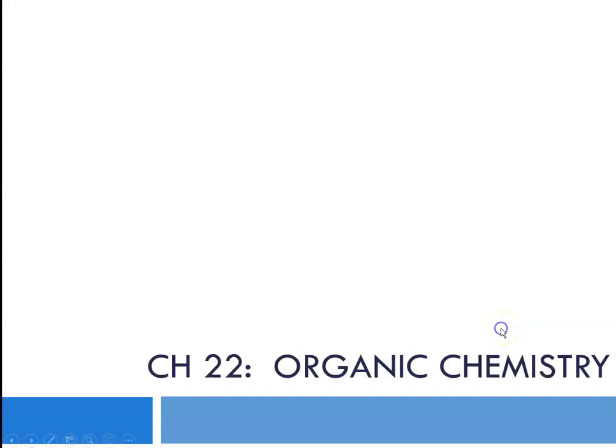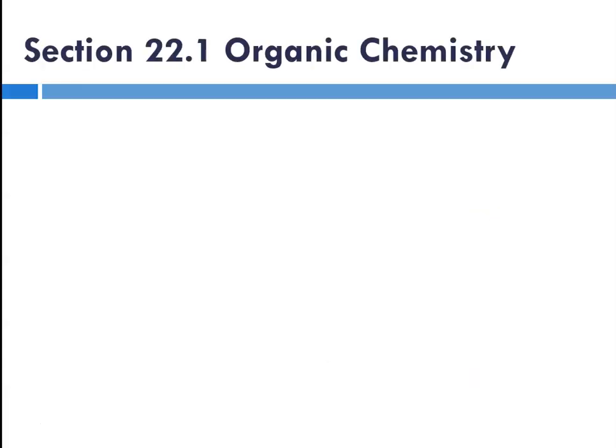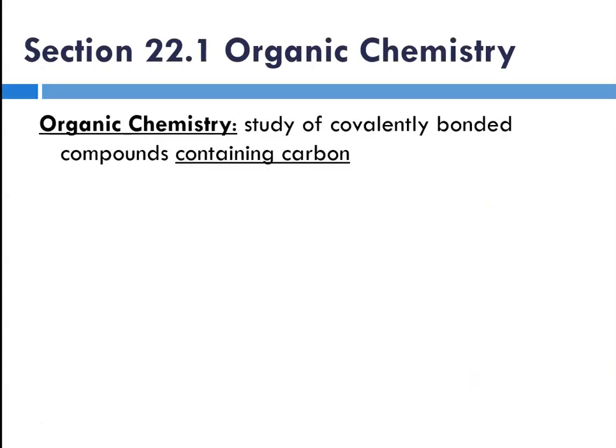Hello, this is Miss Augustine, and today we are going to talk about organic chemistry, which is chapter 22. I'm going to begin by saying that organic chemistry is a very deep subject that you could spend years studying. So we're just going to give you a brief overview of what organic chemistry is about. For starters, the definition: it's the study of compounds that contain carbon, and they are covalently bonded compounds.